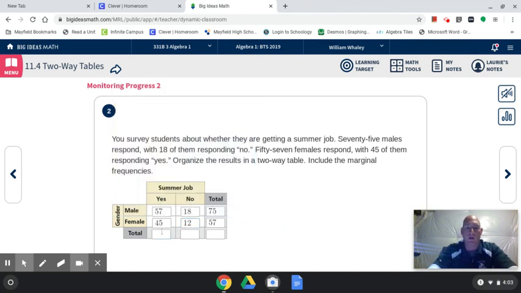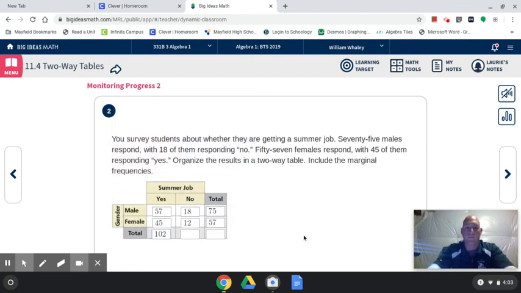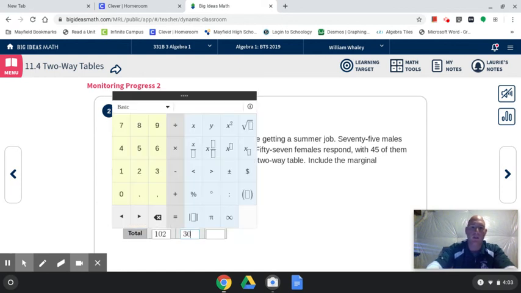And then we can get all of our totals. So how many total people said yes? 57 plus 45. 102. How many total people said no? So again, another marginal frequency. 18 plus 12 gives us our 30.